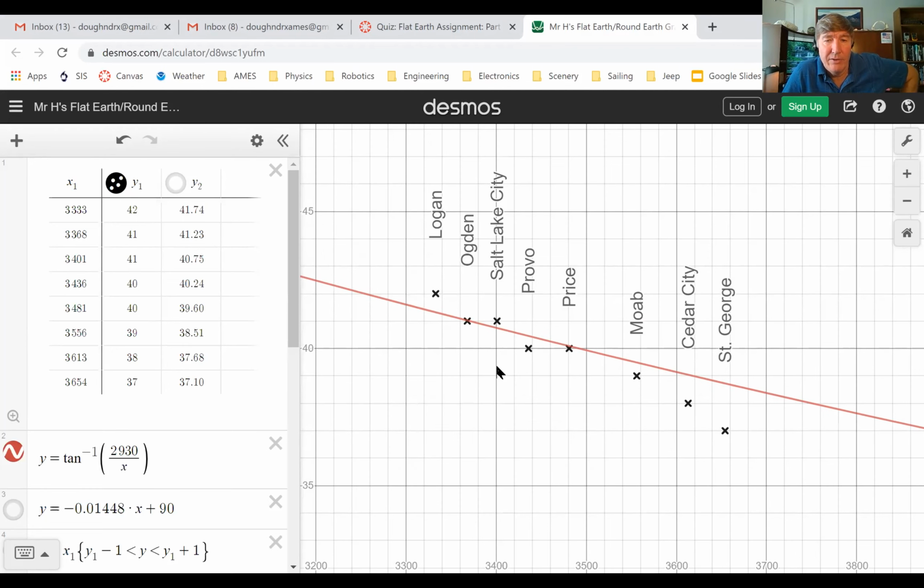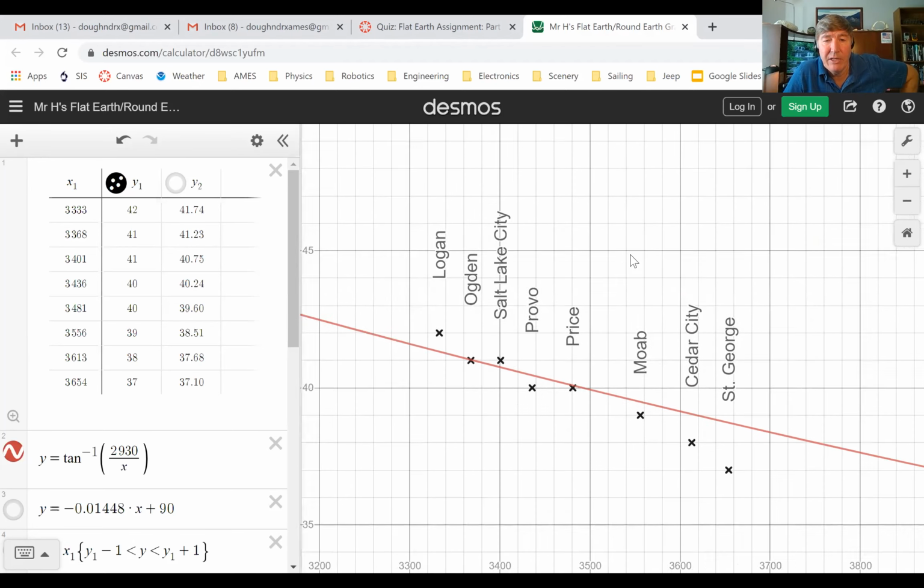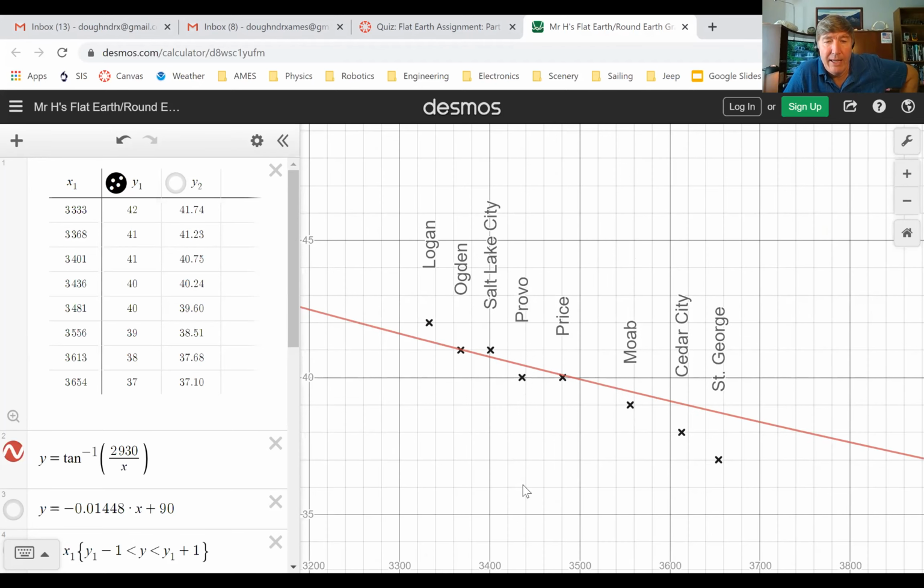Let me ask the question. In fact, tell you what I'm going to do here. I'm going to take a poll. I'm going to make a statement, and I want you to tell me whether or not you agree with it. The statement is: do you agree that this data proves that the Earth is not flat? You should see a poll on your screen right now.